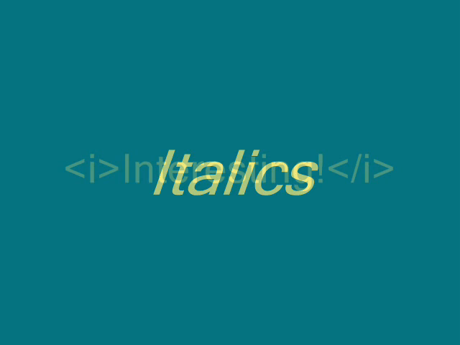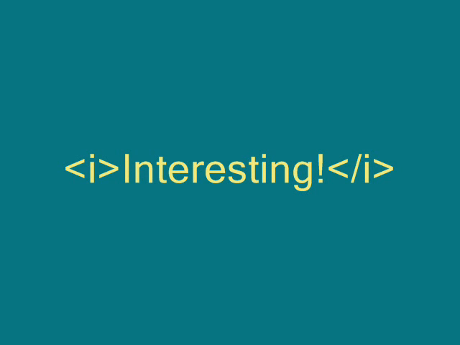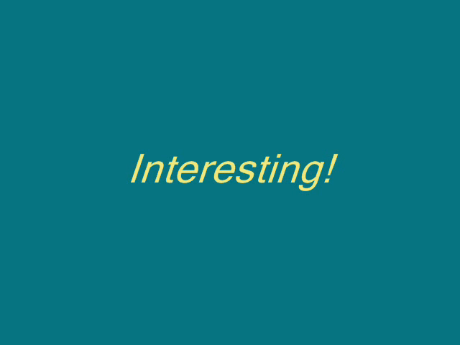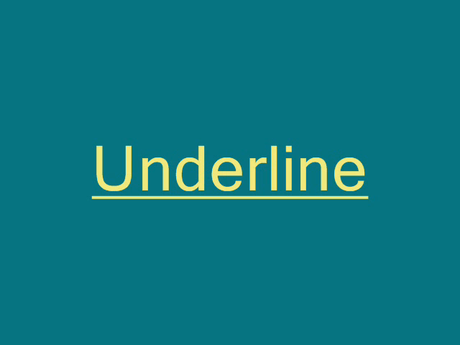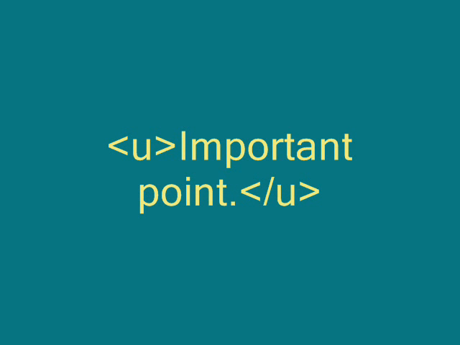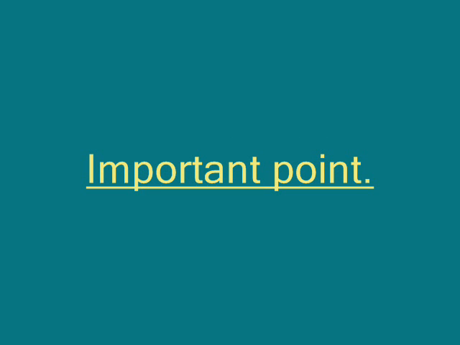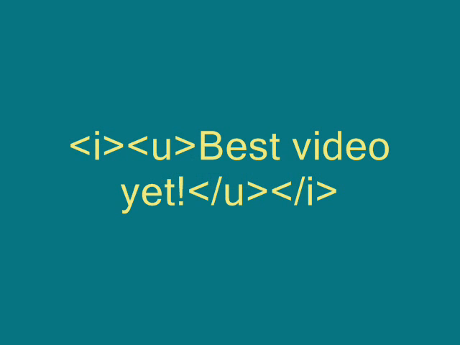Okay, for italics, it's the exact same formatting, but instead of using a B, you use an I, as the example shows. The third type, underlining, follows the same rules as bold and italics, except you use a U instead of an I or a B. Also, all three of these tags are interchangeable and can be used simultaneously, as the example shows.